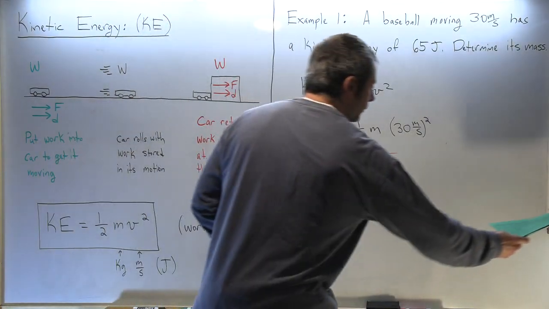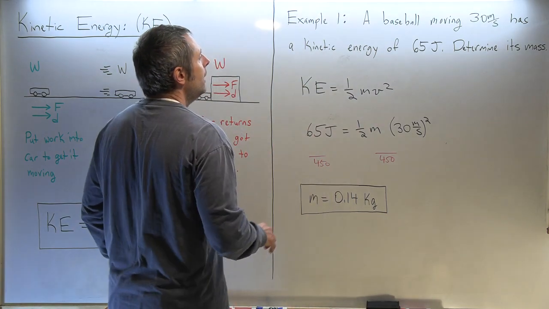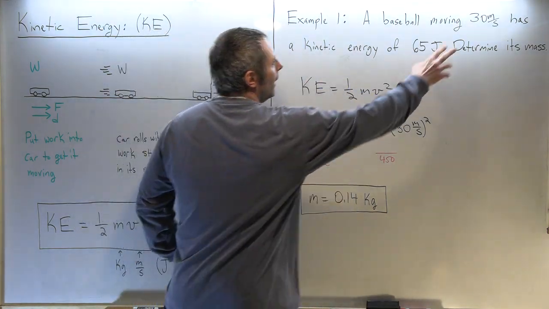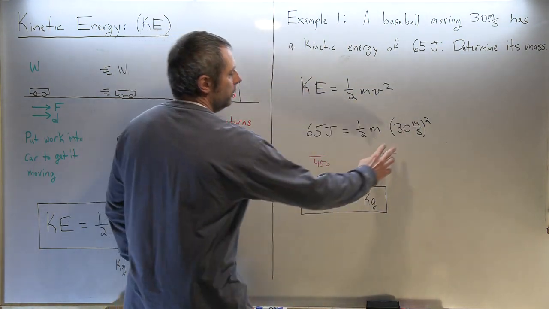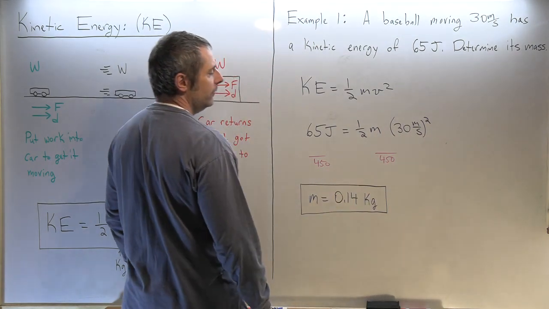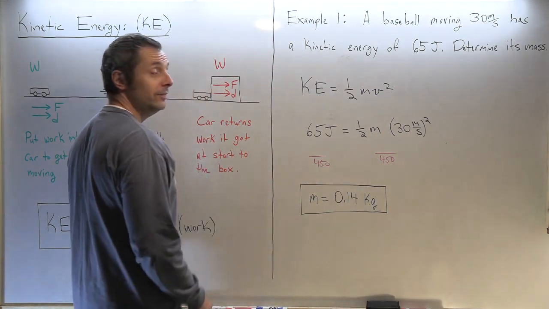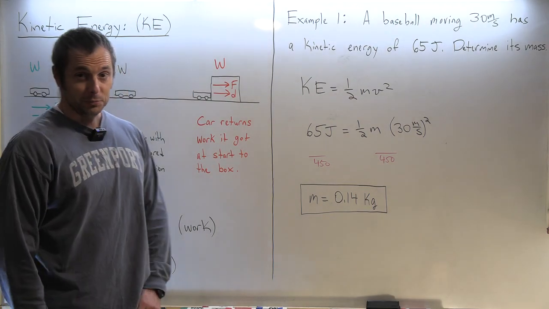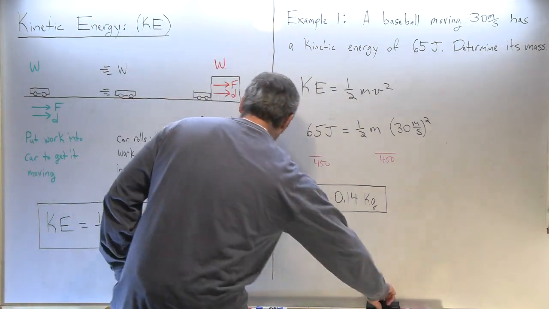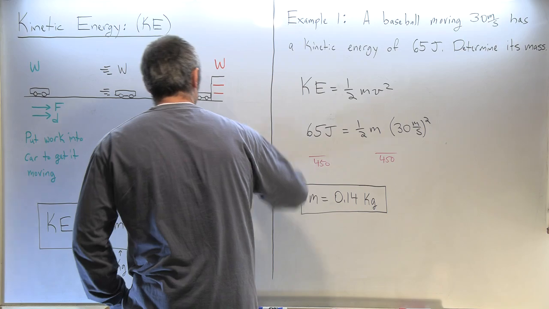Okay, so we write out the formula. As always, we start with the calculation by writing the formula out. Then we plug in our data, 65, 30, and then when we square this and take a half of that, it's 450. So I'm going to divide both sides by 450 and I get the mass of the baseball. All right, so let's take a look at another example.